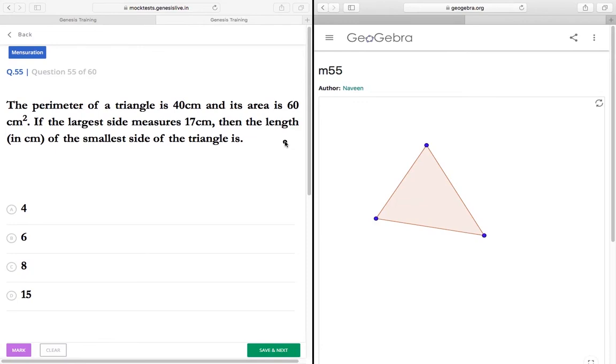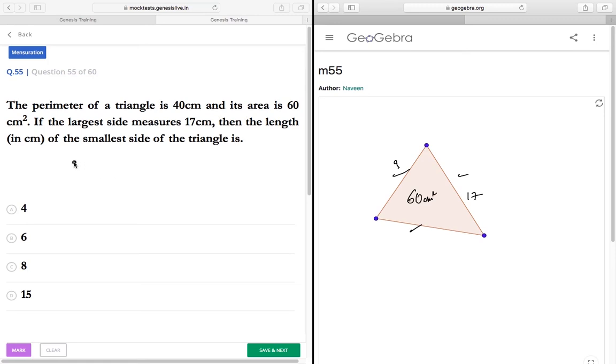The perimeter is given. That is the sum of these sides, which is nothing but 40 centimeters, and the area is given as 60 centimeters square. The largest side is given as, let's say, 17 centimeters, and the smallest side we need. This is just a rough diagram, so don't go with thinking that the triangle could be like this. Now, with the perimeter and the area, we can find the value of the two sides when one side is given. Let's see how.